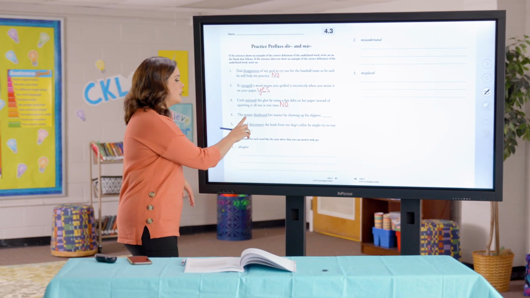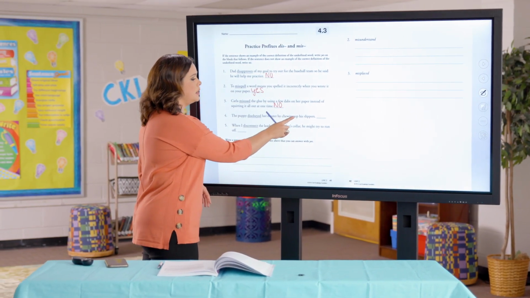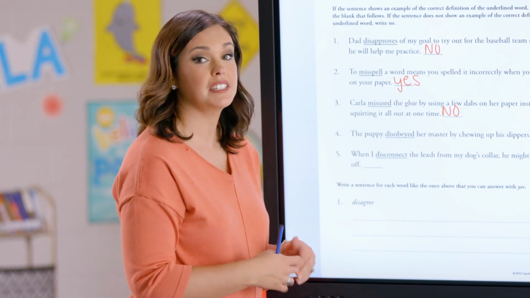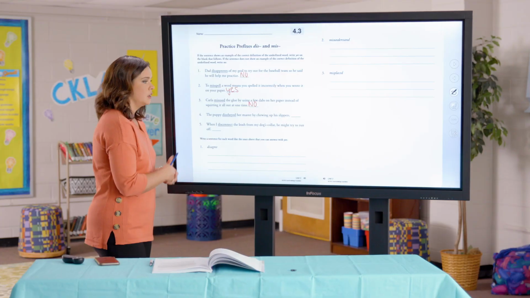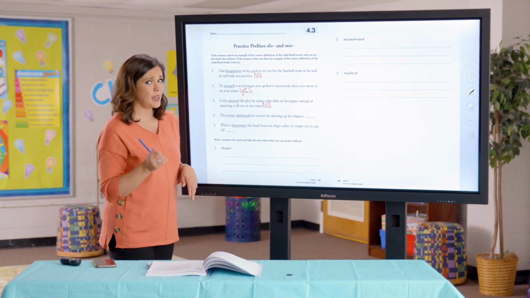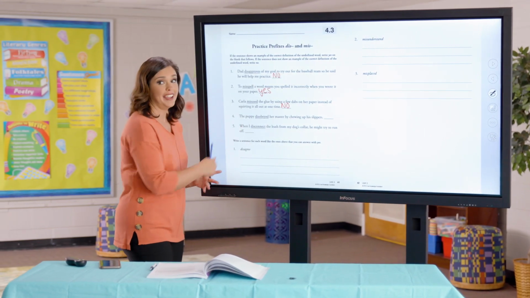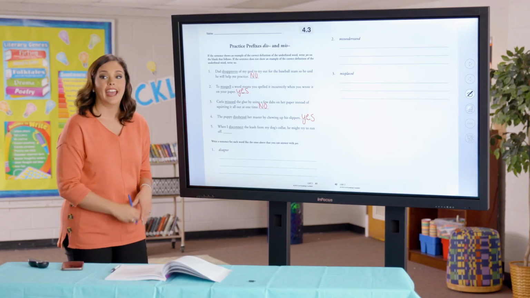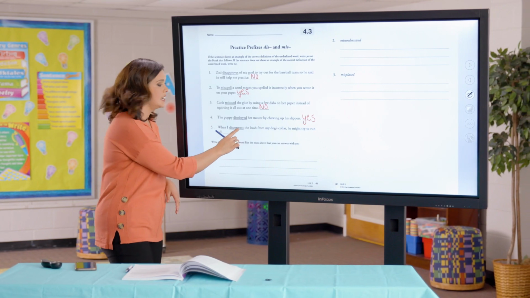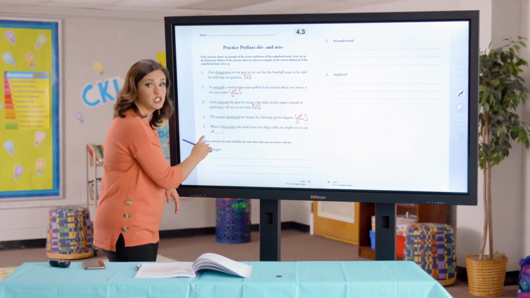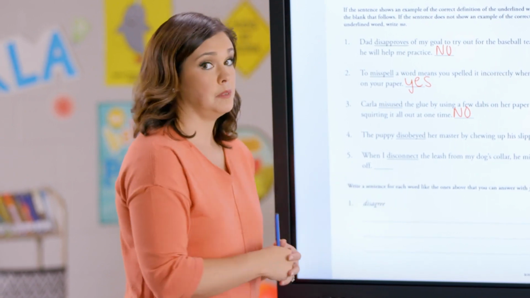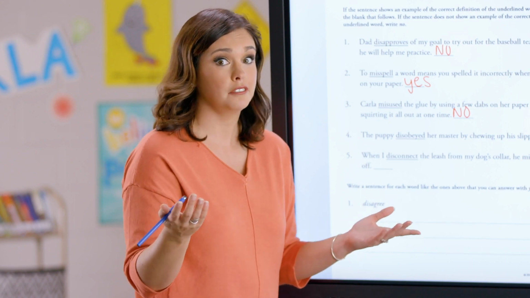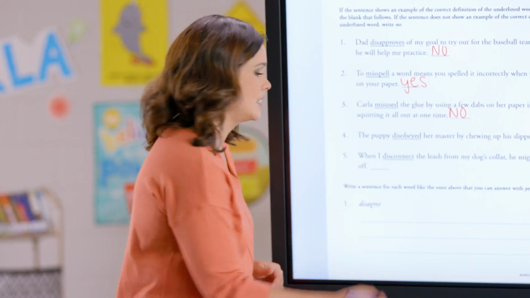Look at number 4. The puppy disobeyed her master by chewing up his slippers. Notice that in the word disobey, we have the prefix dis, which means not. So, not obey. Well, if a puppy chews up your slippers, are they obeying? No. They are not obeying, so this word does fit. And let's look at the last one together. When I disconnect the leash from my dog's collar, he might try to run off. Well, disconnect means not connect. So if he's not connected to the collar, would he try to run off? Probably, so this one does make sense.